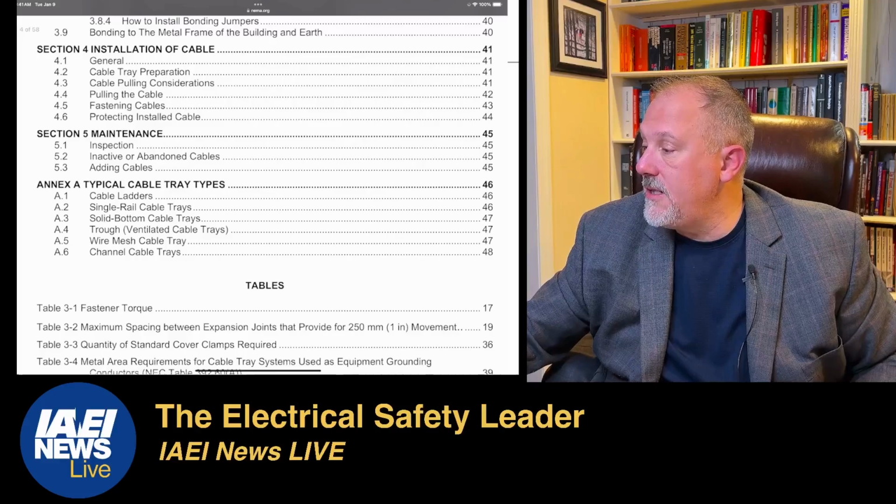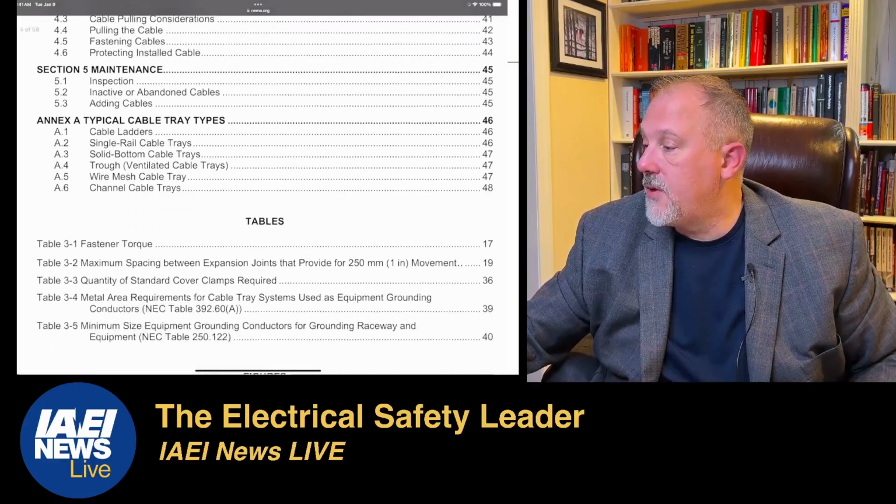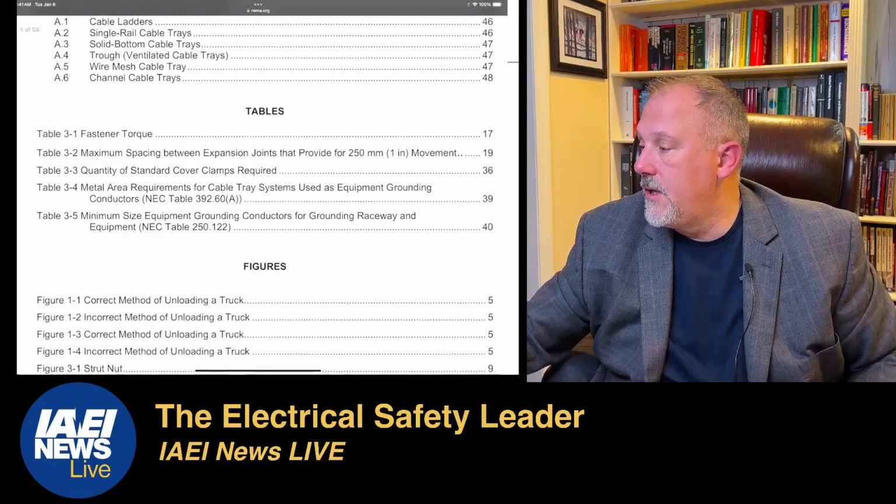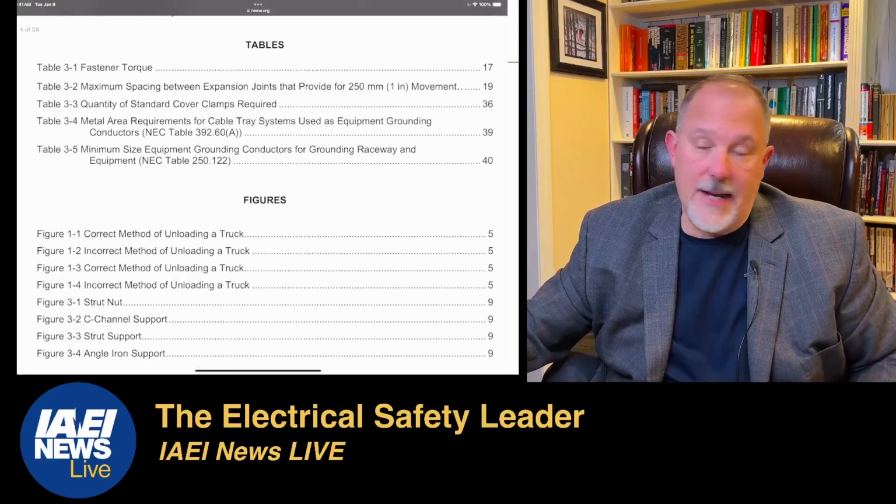Maintenance, inspection, inactive or abandoned cables, adding cables, typical cable tray types. You have your cable ladders, single rail, solid bottom, trough, ventilated, wire mesh cable tray, channeled cable trays. And then there are some tables. Oh, like fastener torques.